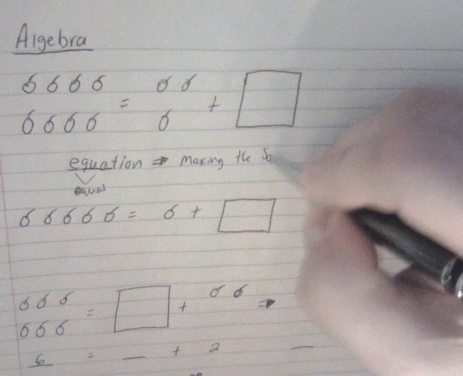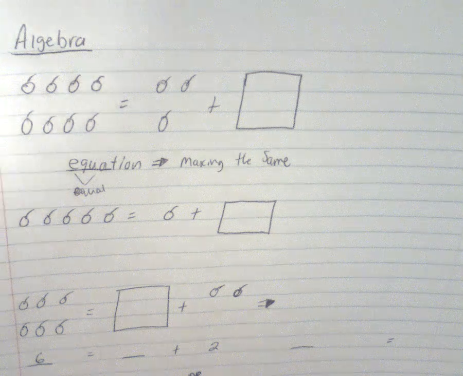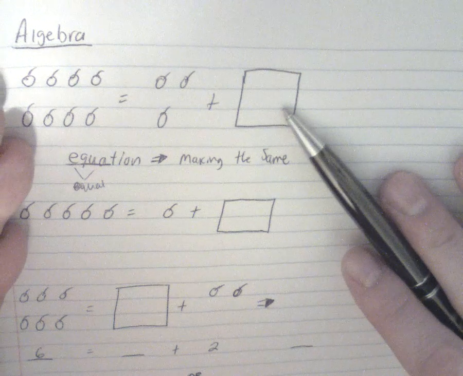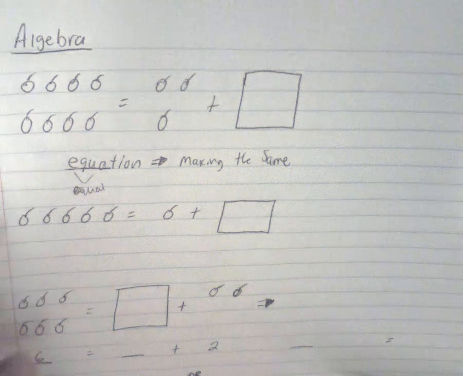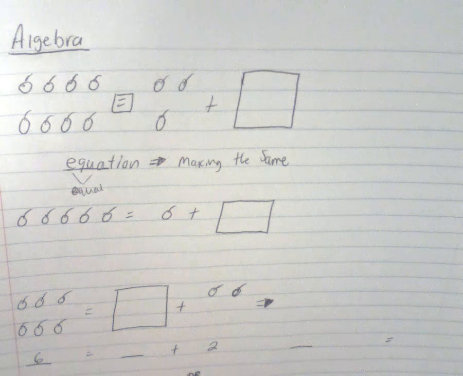Okay, so equation, basically what equation means is making the same. Okay, so the equation's just making the same. So if I have 8 here, I need to have 8 over here. That's what an equation is. It means that it's equal. That's what this sign right here means. It's equal. It is the same.